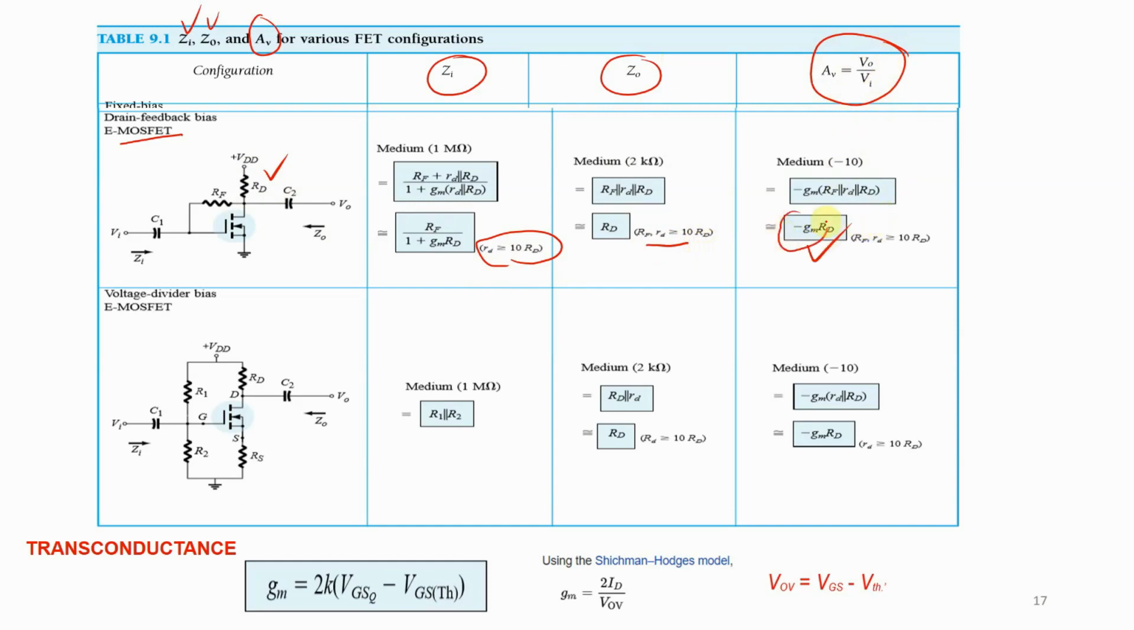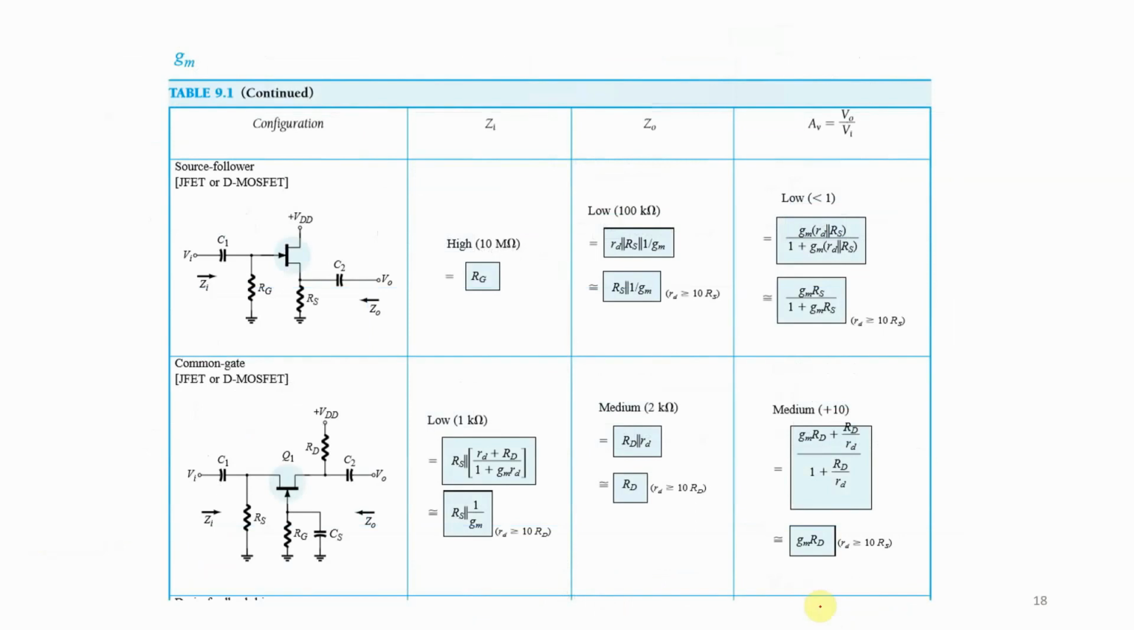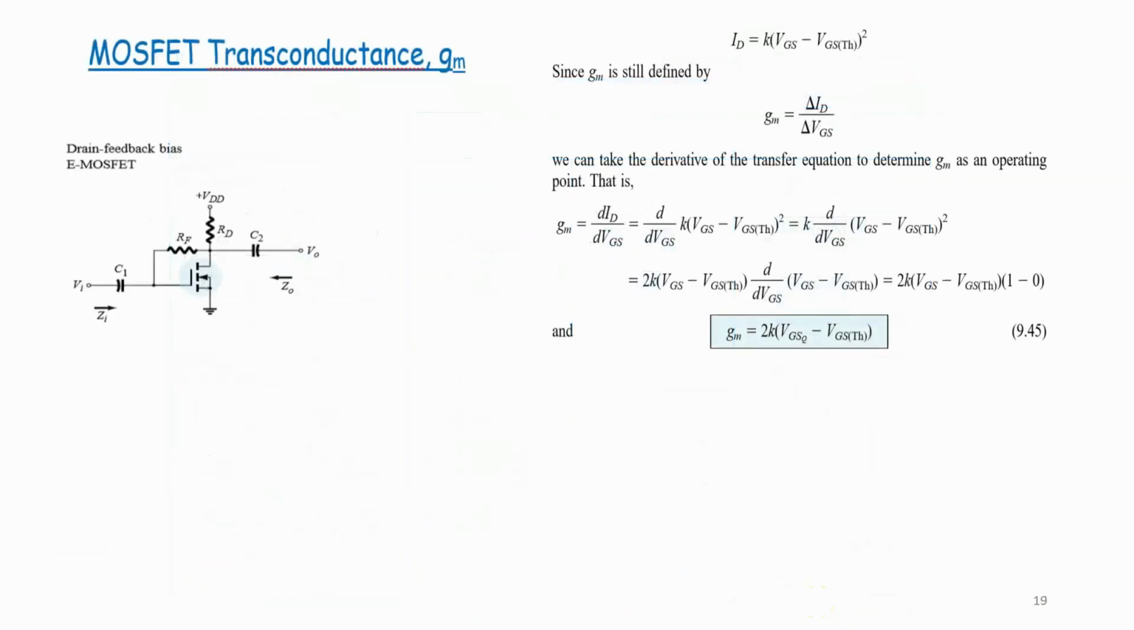But how to calculate gm? Well, transconductance is equal to 2K multiplied by (VGS minus VGS(th)). Or we can simplify this equation as 2ID over (VGS minus VGS(th)). Actually, this is the overdrive voltage, Vov, which is VGS minus VTH. How did we arrive at that relationship? Let us try to see. Okay.